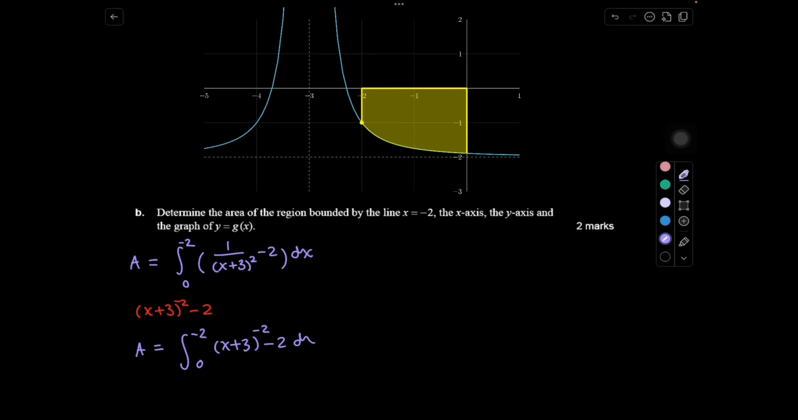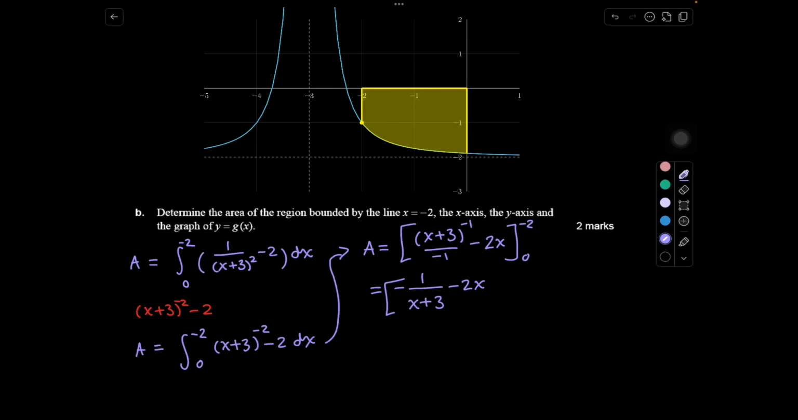To work this out, all you do is add 1 to the power here and then divide by that new power. So we're going to get x plus 3 to the power of -1 divided by -1, and then that -2 just gets an x added to it. Now we can rewrite this to make it easier: bring that negative to the front, bring this to the bottom so we don't have that negative power anymore. So now we get that.